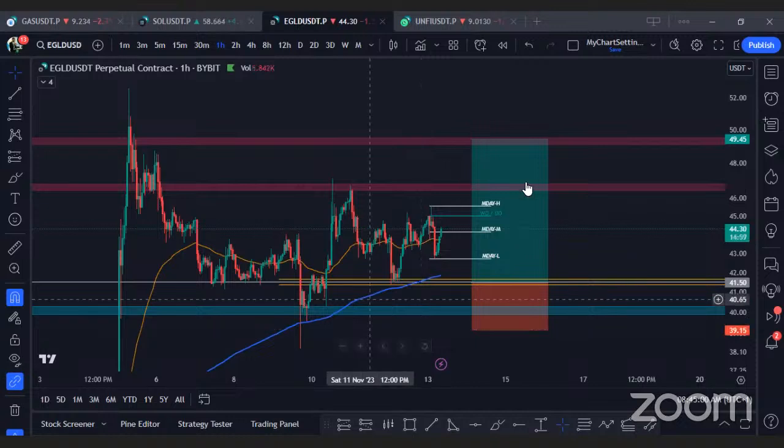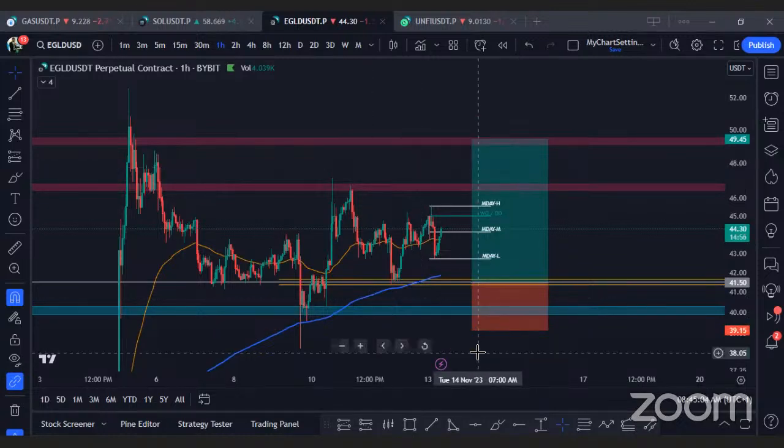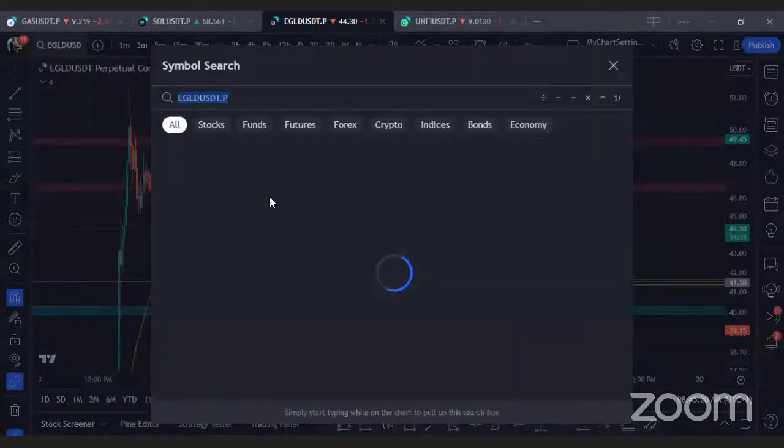This is what I'll be personally looking at for the EGLD trade. So if you want to trade EGLD, that is what I'm looking at. Except if you are looking for a short, then you want to wait for it to wick up, and then you start looking to short the market down. So that is for EGLD. I had that on my watch list already, so I will take note of that.